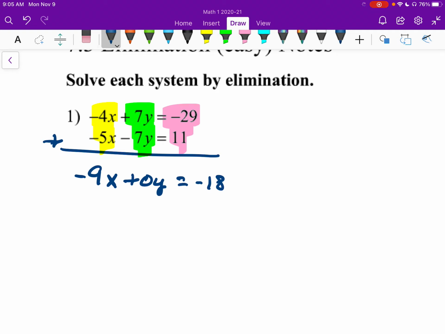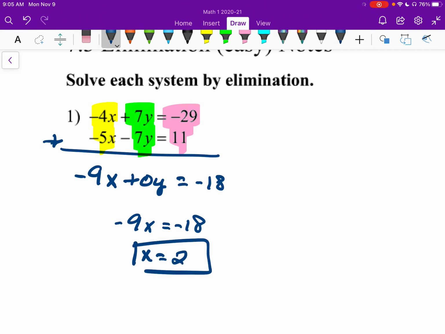Now, the purpose of elimination is to eliminate a variable. Whenever we have this 0y, that goes away. So we have negative 9x equals negative 18. The y has completely gone away. It has been eliminated, right? And then we divide by negative 9, and x is going to be positive 2.